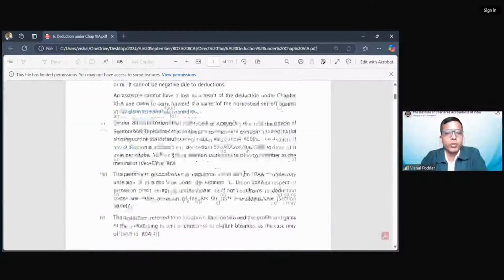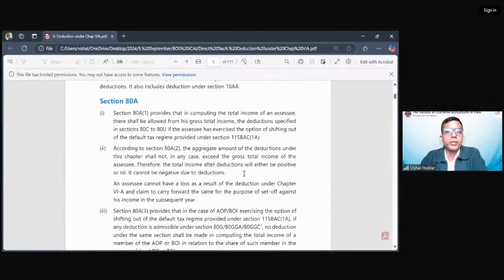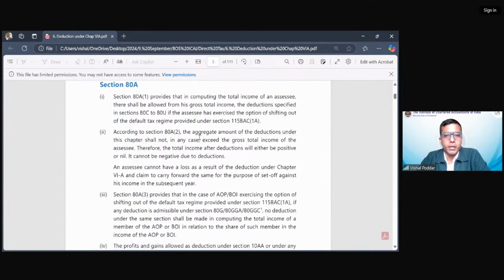So this is the first condition, that these deductions are allowed only when you are in the old scheme, that is, you have opted out of the default regime. Second, the aggregate amount of deductions under this chapter shall not in any case exceed the GTI. Now this is interesting. See why this point is mentioned, because as I mentioned, you have 2 deductions. One is income specific or head specific deductions, and the other one is this Chapter 6A deduction.